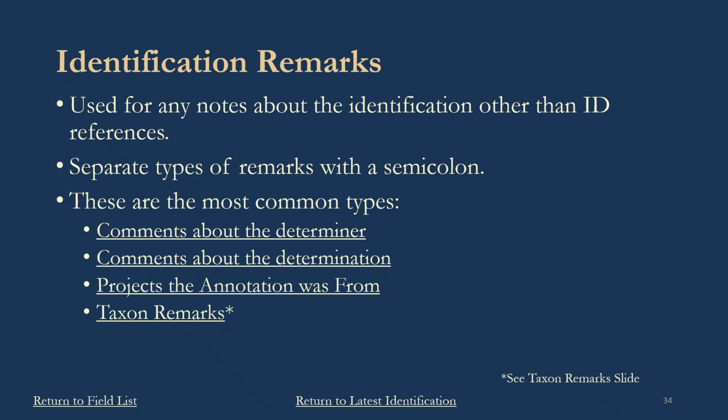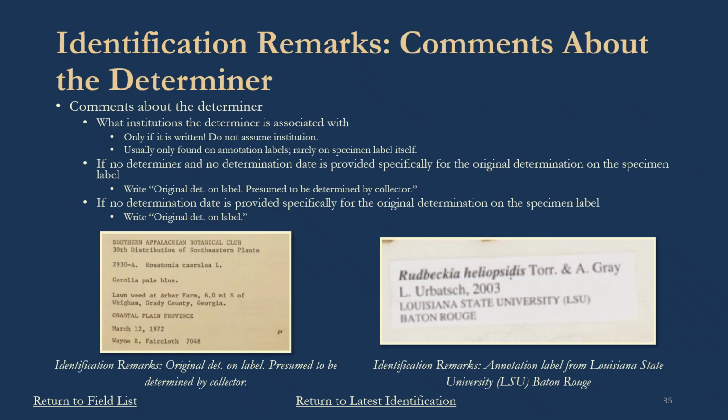The most common types are comments about the determiner, comments about the determination, project names the annotation was from, and taxon remarks. Comments about the determiner include what institutions the determiner is associated with, and if we are presuming that the collector is the determiner. The institution the determiner is associated with is usually written on the annotation label. Do not assume the institution.